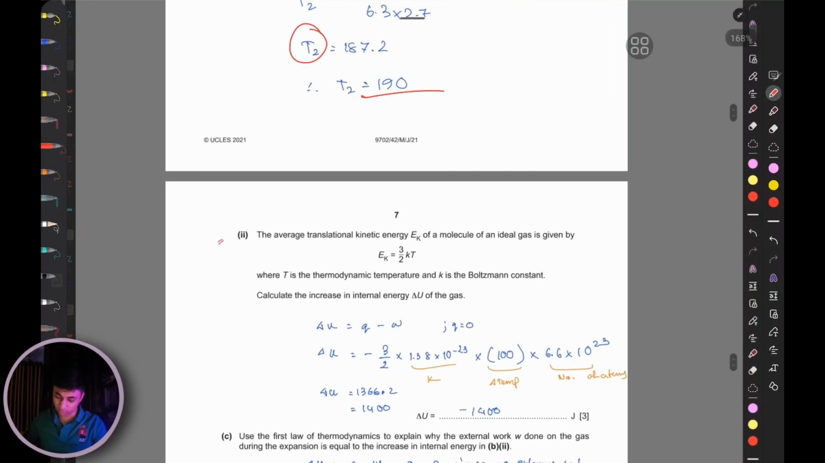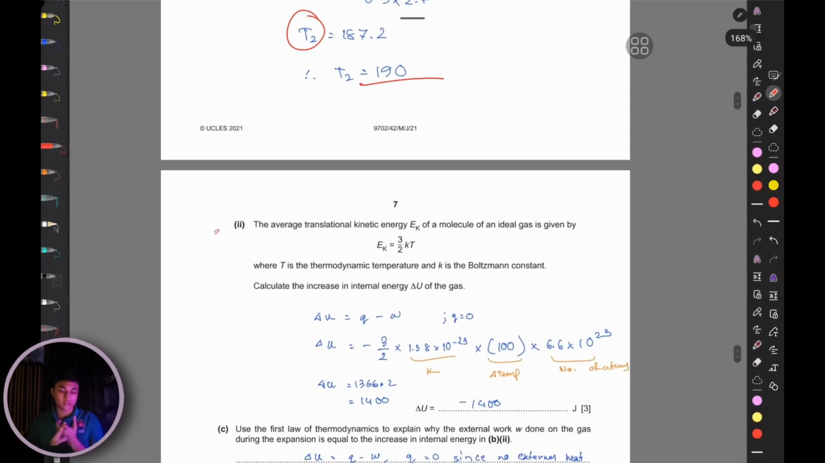Now, part B2, what does it say? The average translational kinetic energy, EK, of a molecule of an ideal gas is given by EK, or kinetic energy of any particle, is equals to 3 by 2 kT. So you probably know this from the ideal gas kinetic energy derivation, right? You should know it from that chapter already.